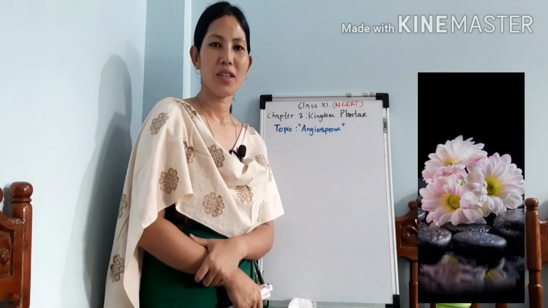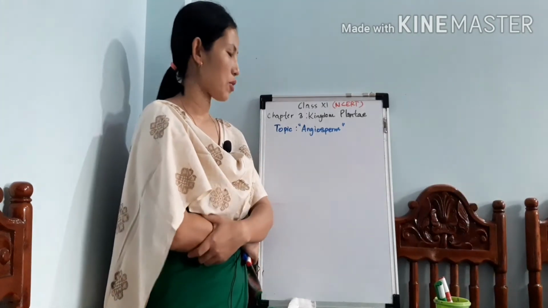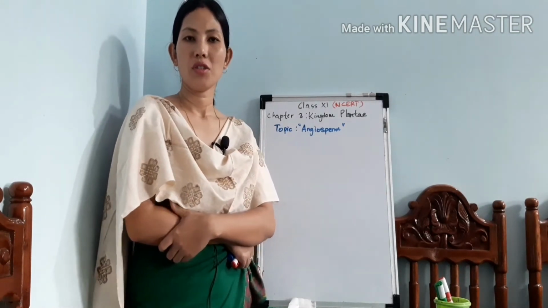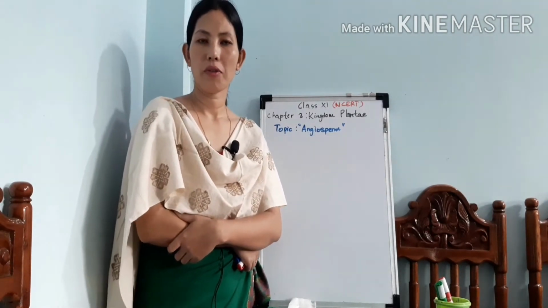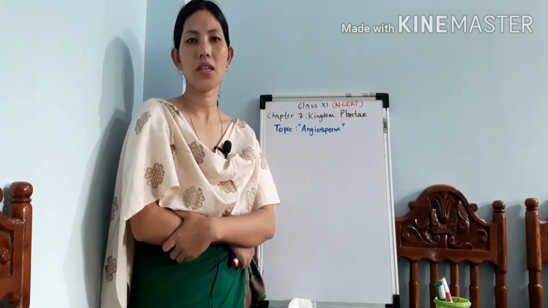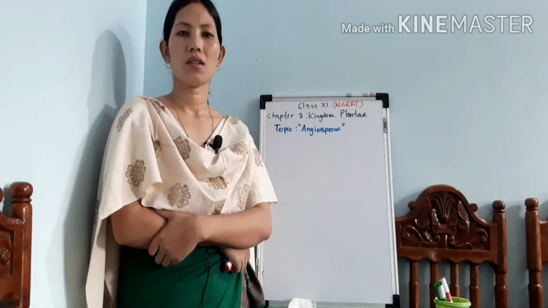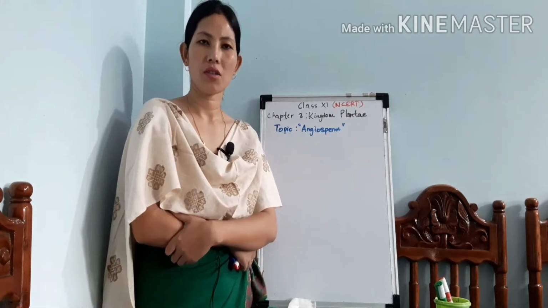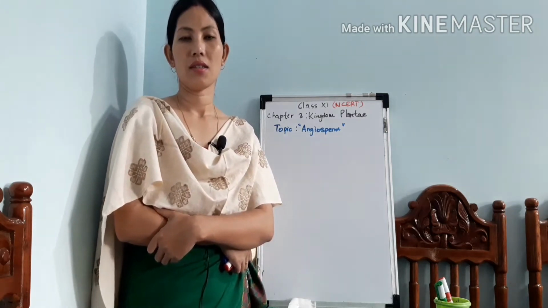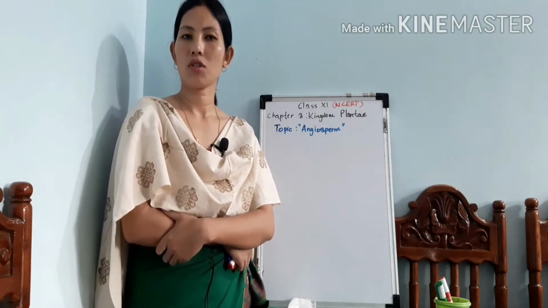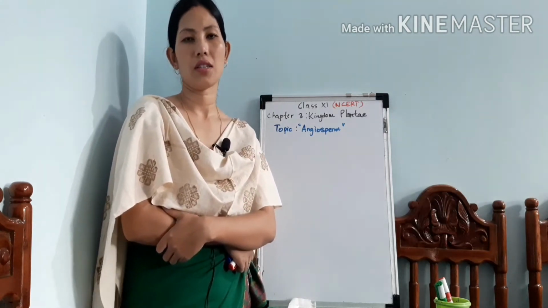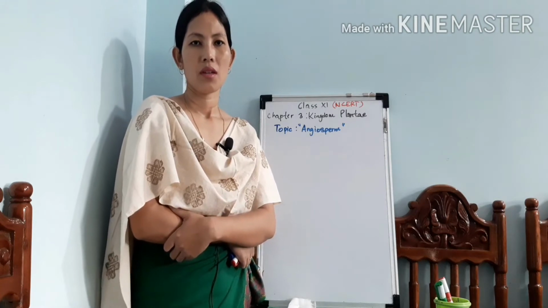Hello everyone, today in this video we are going to discuss the kingdom Plantae and the topic Angiosperm. Angiosperms are another group of plants, or you can say the fifth division of the kingdom Plantae. These angiosperms are seed bearing plants. The seeds are enclosed within an ovary, and these angiospermic plants are also known as flowering plants as they have the flower as their reproductive structure, right?